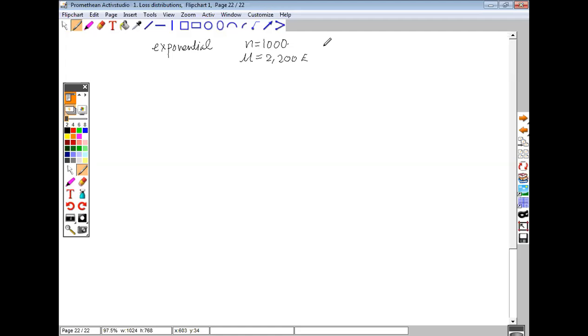Write the function. So what function should I write? CDF or PDF? PDF. So my f of x now is lambda e to the power minus lambda x. Okay, that's done. What should I be doing next?